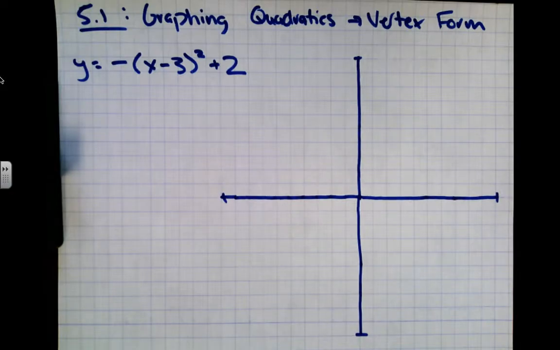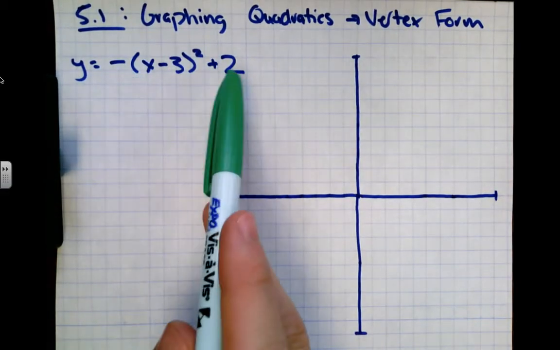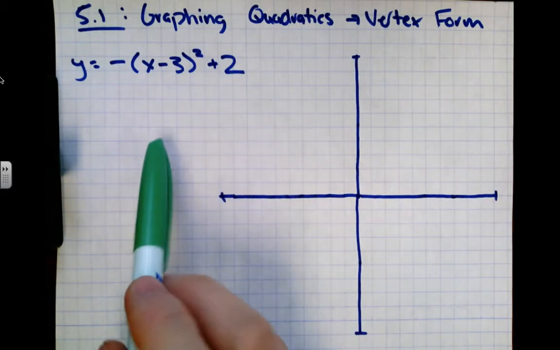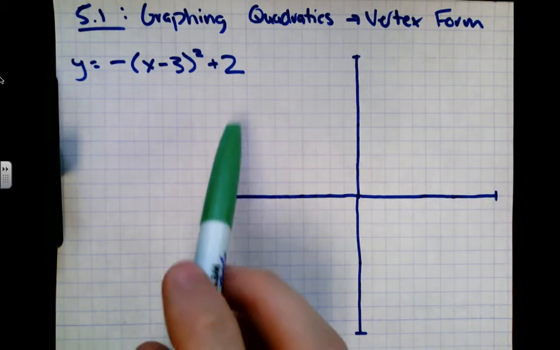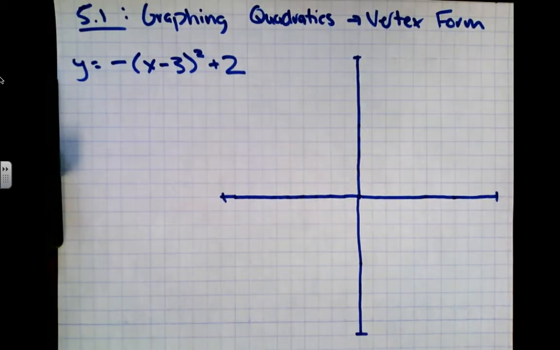What we're taking a look at here is graphing quadratics that are going to be in vertex form. Vertex form ends up looking like this. It's not in standard form where we had ax squared plus bx plus c. It's not in intercept form where we're multiplying two binomials. Instead, what we're going to end up looking at is something that kind of looks, again, like our absolute value equations.